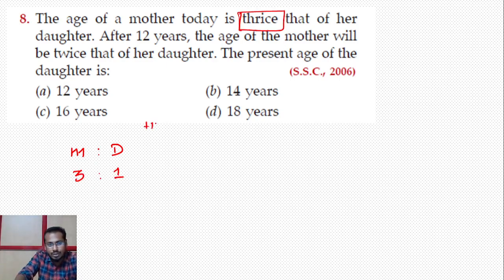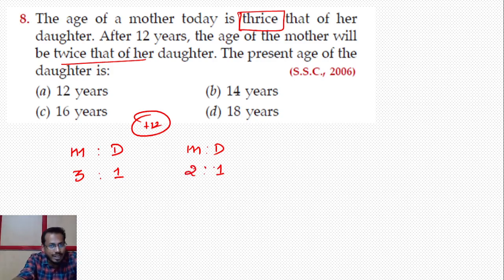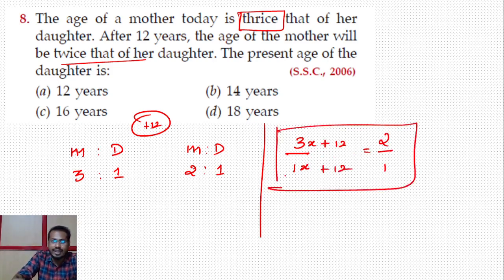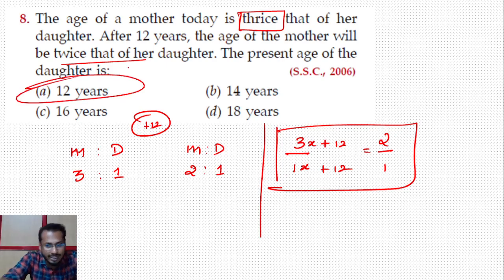After 12 years, the same mother and daughter, now the mother is twice her daughter. So if the daughter is 1, the mother will be 2. So I got two ratios, and you can simply solve this. Initially it was 3/1, that means 3x by 1x, and later it converted to 2/1 because of the 12 years after, so plus 12. Solve this first, easy numbers. The answer for this 8th question is option A. You can check this.